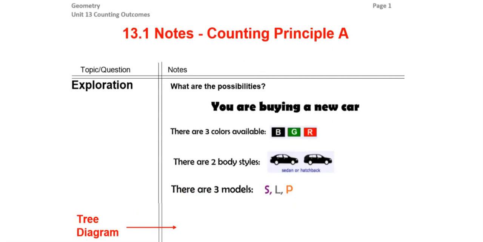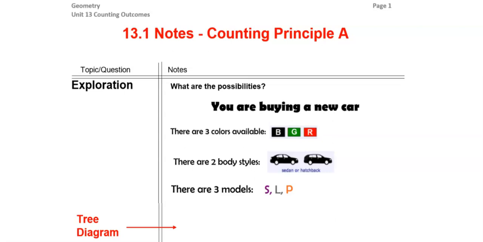13.1 is about the fundamental counting principle, and we're going to break this one up into two chunks. So this one is counting principle A, and we're going to get started with a problem right away, a little exploration here, so we can make sure that we have an idea of where this is headed. So you're buying a new car, yay! You have three colors you can choose from for your car. You can have a black one, a green one, or a red one. You can choose from two different body styles, the sedan or the hatchback. And then there's also three different models or trims, they're sometimes called. So S, maybe more the basic model, L, and then P, maybe the fancier model.